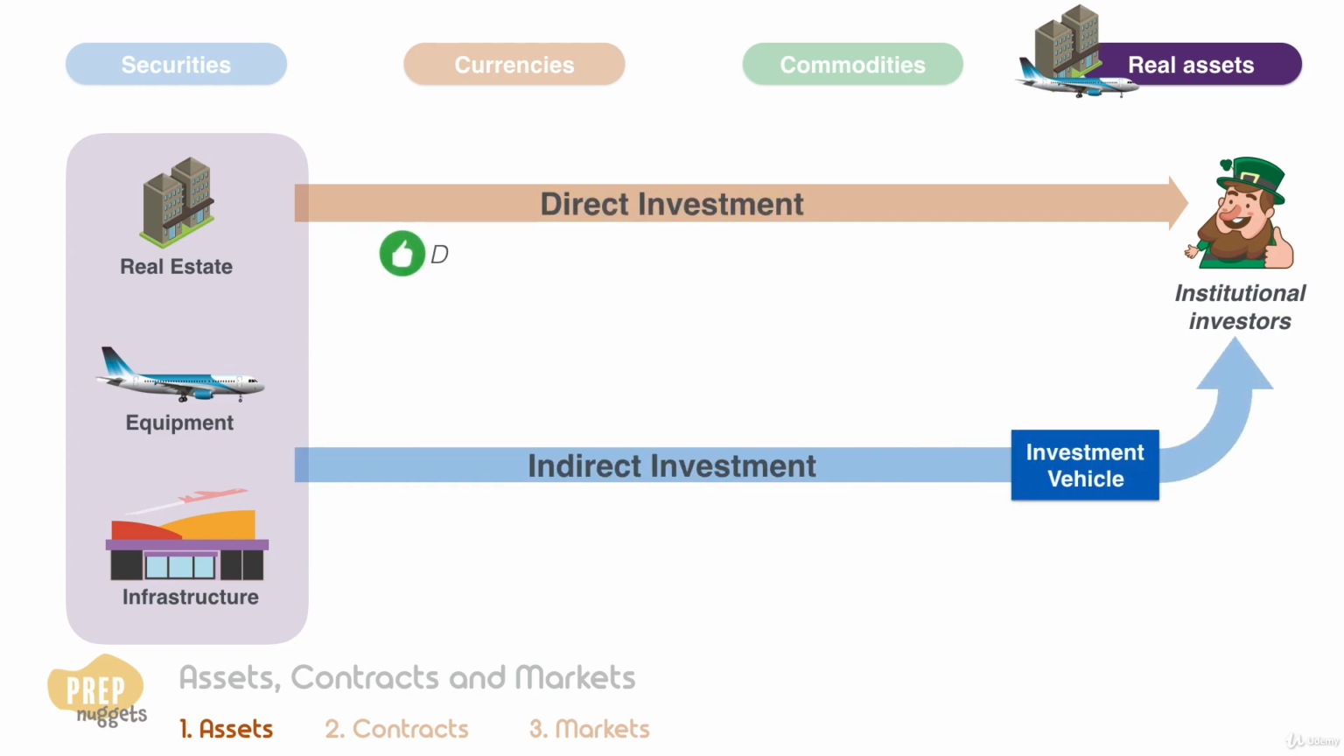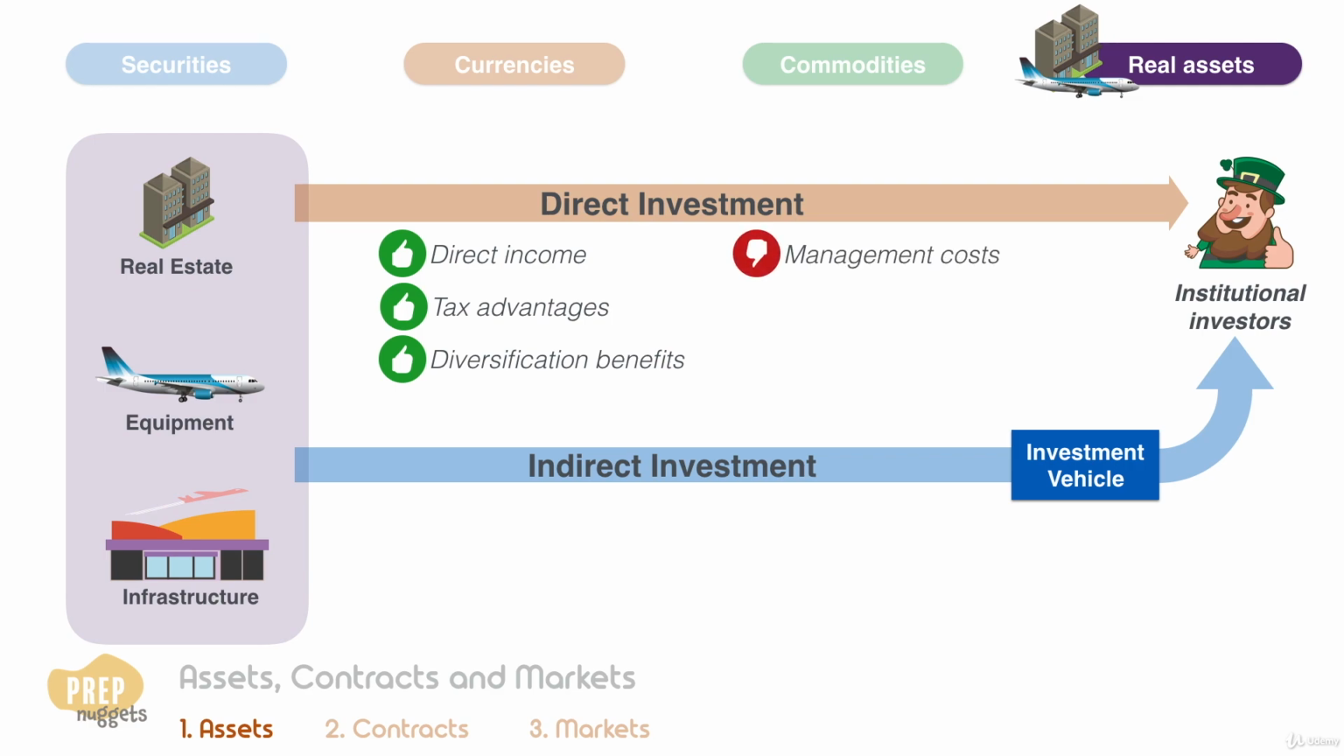Direct investments often provide direct income, tax advantages, and diversification benefits. However, they often entail substantial management costs. Furthermore, because of their heterogeneity, they usually require the investor to do substantial due diligence before investing. They're also illiquid, as the investment size can be large and the pool of investors is limited.